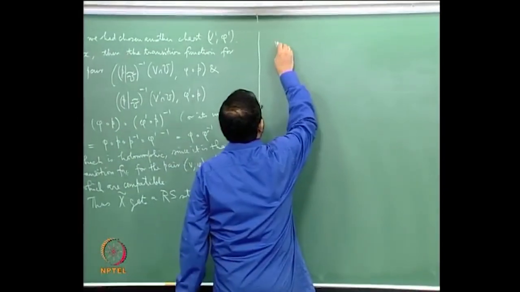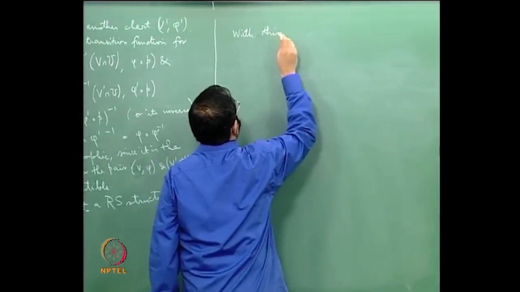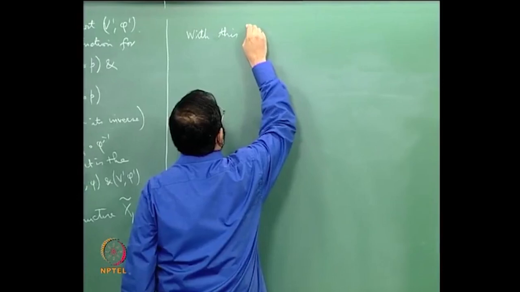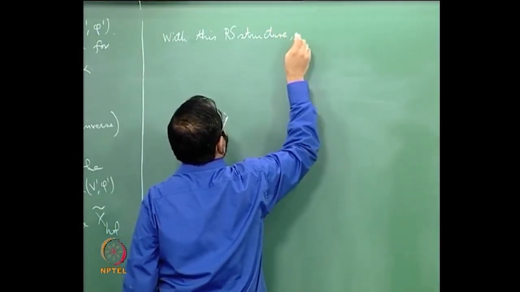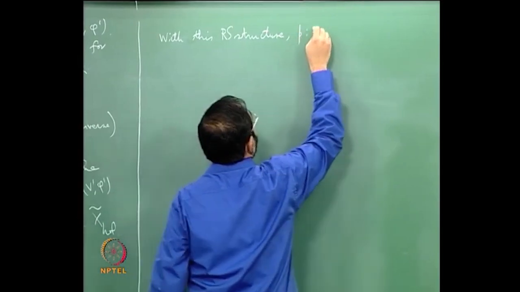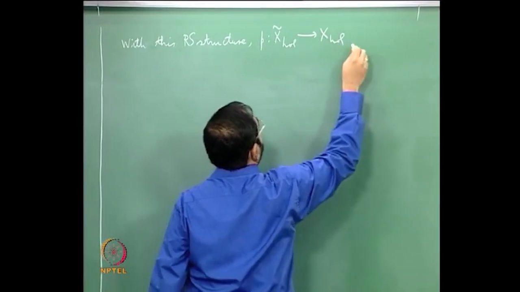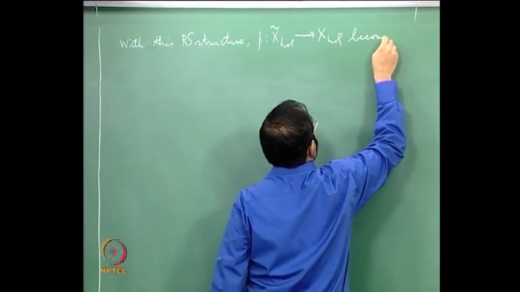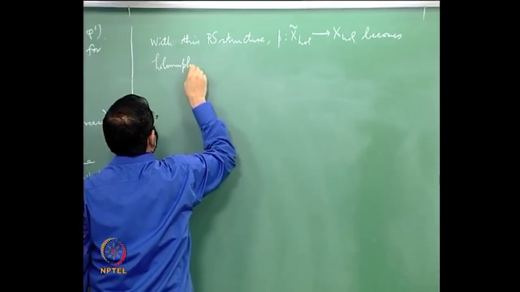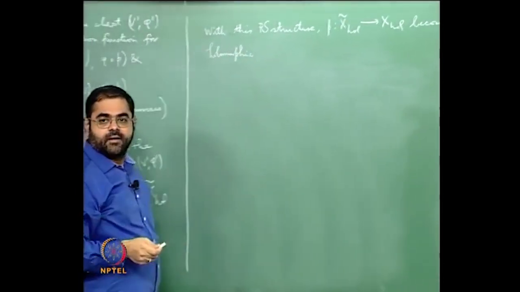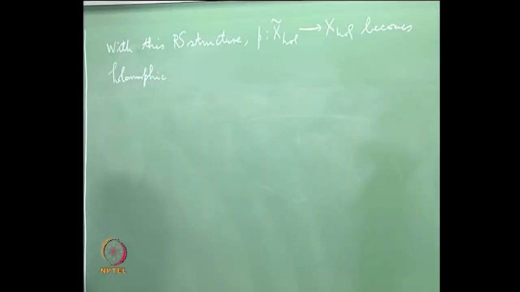So with this Riemann surface structure, P from x tilde hole to x hole becomes holomorphic. Okay, why does it become holomorphic? How do you check that?